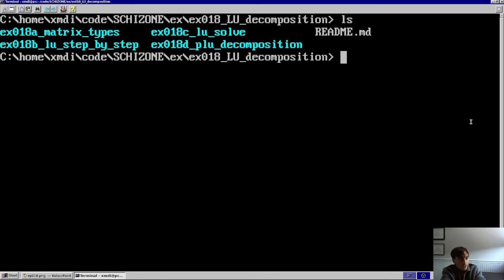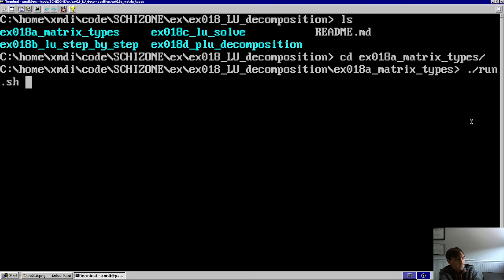So if you go to the repository, we'll have these four different examples, well, four different directories. The first one is matrix types, that will show us, well, let's go into it, let's just see. Example 18A, let's just run it.